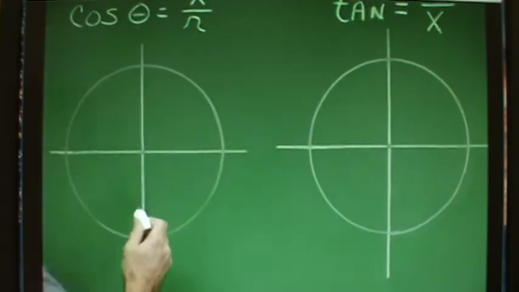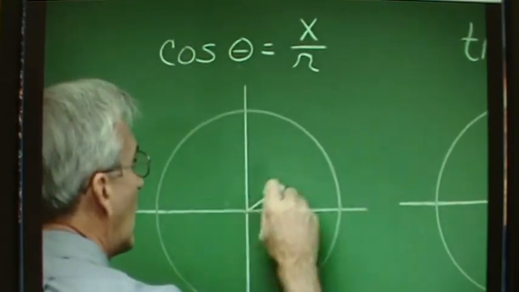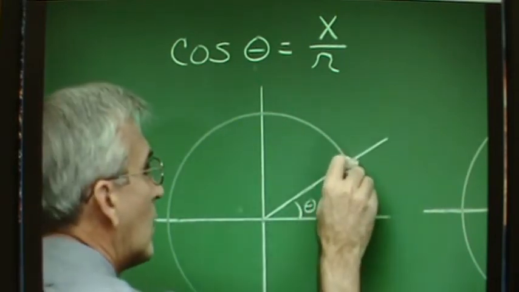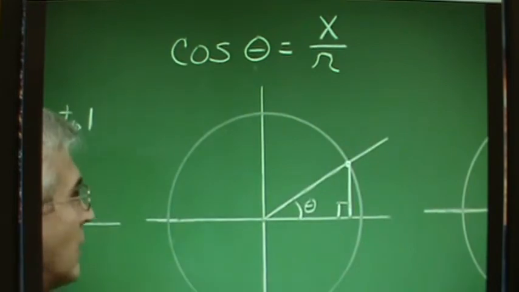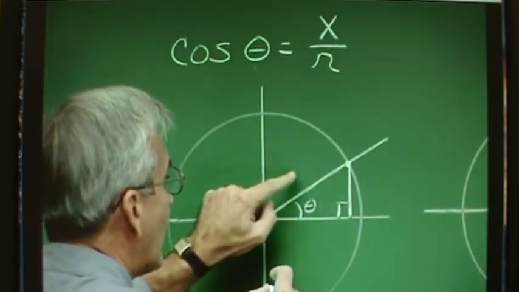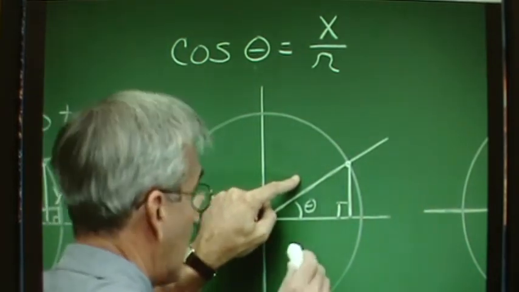Okay, for cosine, here's how it works. Very similar idea. We have a unit circle here. We're talking about an angle, theta, and we know that we've got a triangle in here, and we know that cosine is adjacent over hypotenuse, but the hypotenuse here is the radius of the circle, and the radius of the circle is 1.